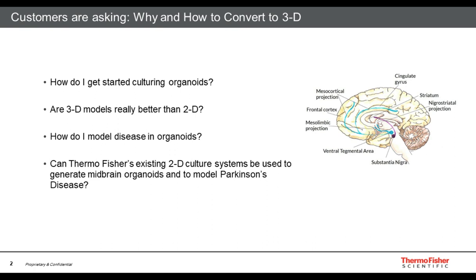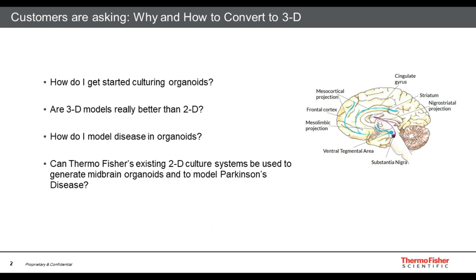So, as you're probably aware if you're watching this seminar, in the past few years there's been a boom of publications on organoids and other 3D culture systems for studying the human brain. Here at Thermo Fisher, some of our customers are trying to catch up with that boom, and so they're asking us some introductory questions, such as, how do I get started culturing organoids? And are 3D models really better than 2D? And how do I model my particular research area in organoids?